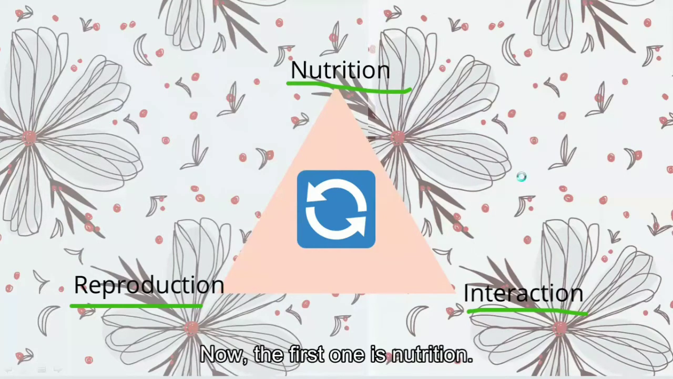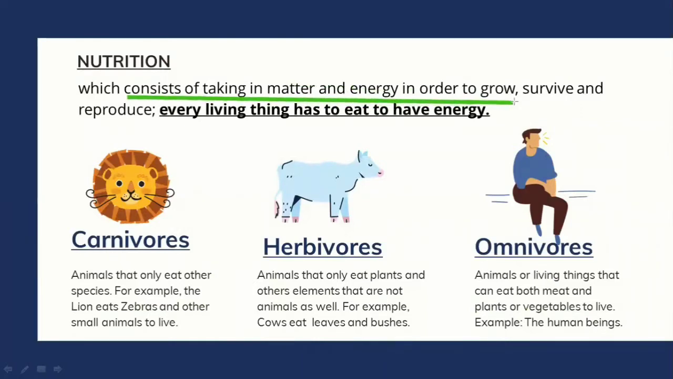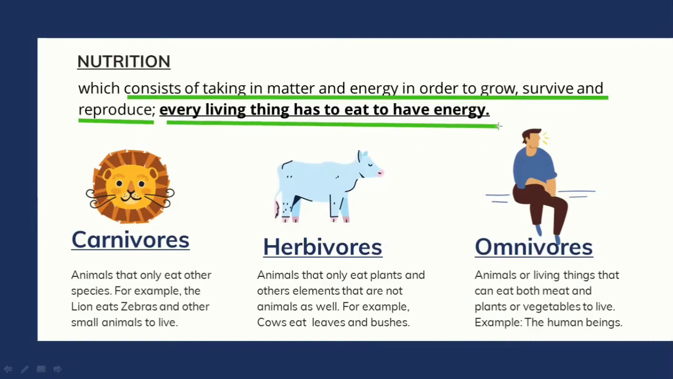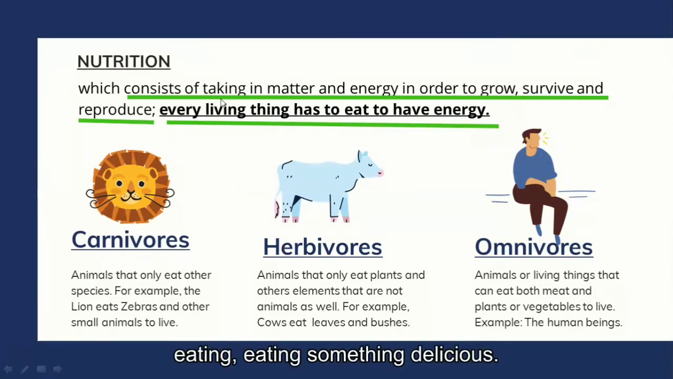Now, the first one is nutrition. What is nutrition? Nutrition consists of taking in matter and energy in order to grow, survive, and reproduce. It's the first activity we do to live. Every living thing has to eat to have energy. When we talk about nutrition, we're talking about eating. Eating is something delicious. Everyone eats.